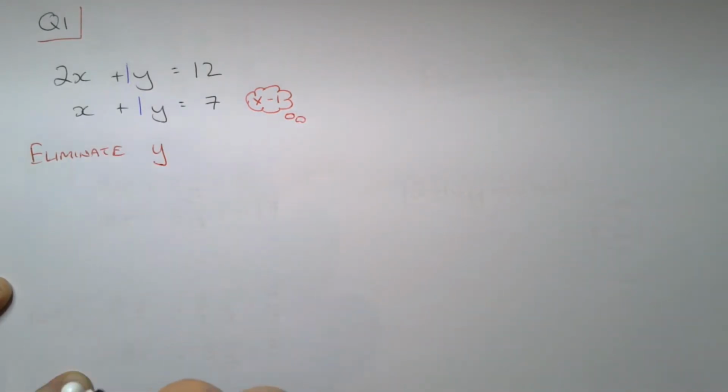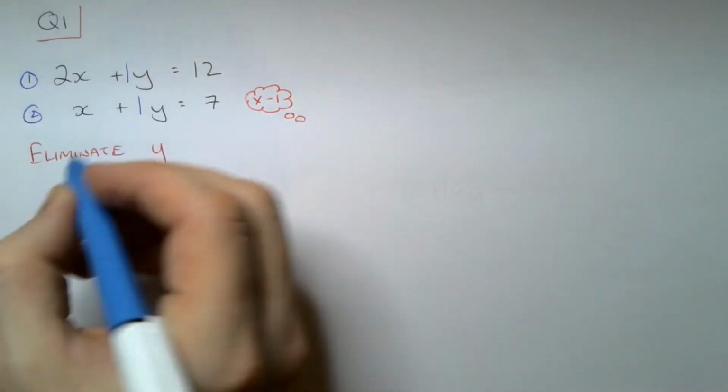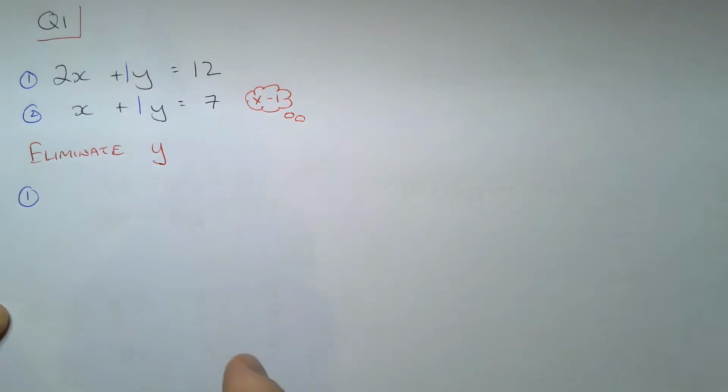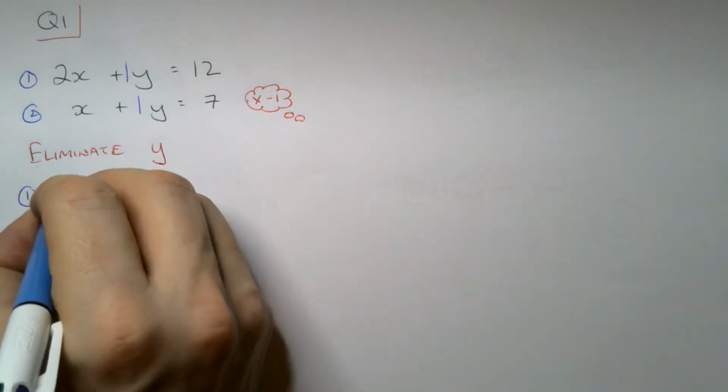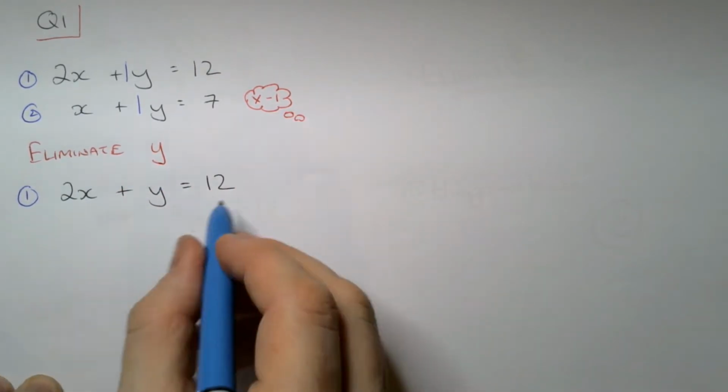So I'm going to rewrite these two lines. What I like to do as well is I'll often number these 1 and 2 for myself, so I don't mix them up as I go. So equation 1, I'm doing nothing to. I'm just leaving it alone. So I'm going to write 2x plus y equals 12. So I haven't changed the first equation.